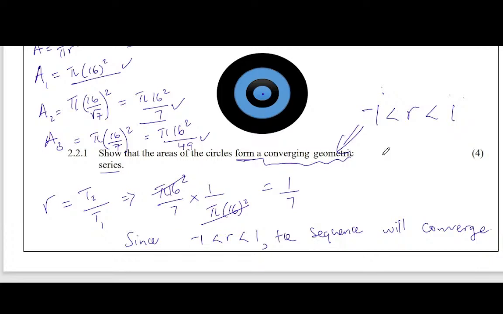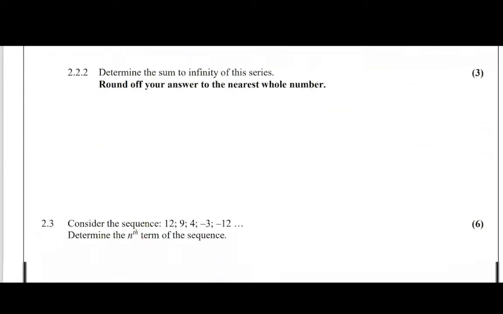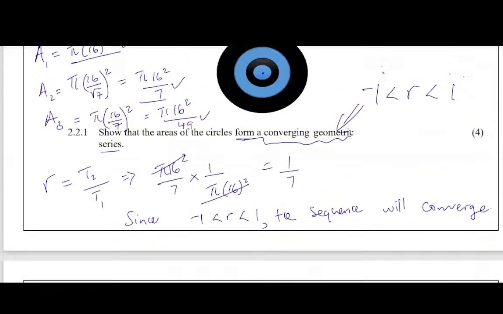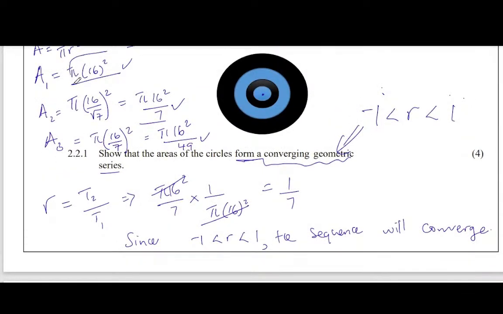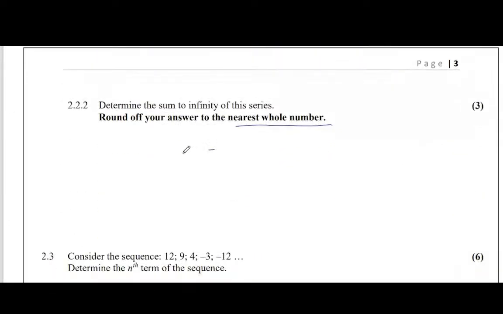Okay, and then we look at 2.2.2. From the same question again, they want us to determine the sum to infinity of this series. And then they want us to round off the answer to the nearest whole number. So we know that from the previous question, our first term was the first area, which is pi 16 squared. I'm just gonna jot it down here. We say that our A, which is T1, is pi 16 squared. Our common ratio, we said it's 1 over 7.